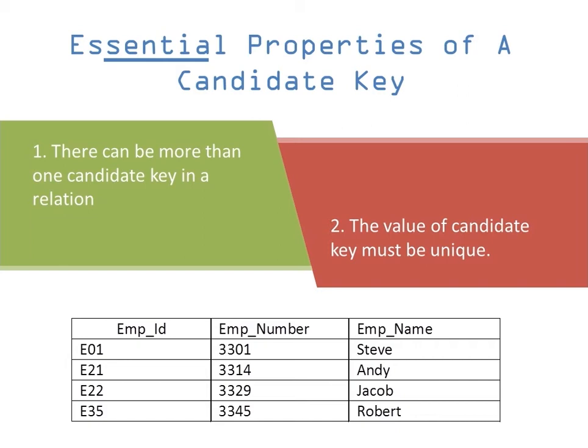The second essential property of a candidate key is that its value must be unique, because it is needed to identify a unique value in the table. And the candidate key should not have any redundant attributes.